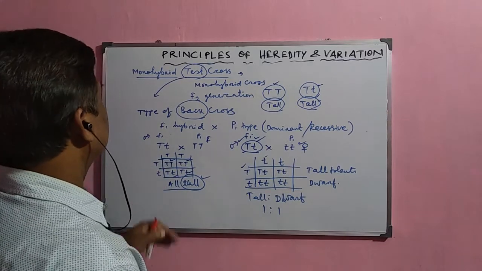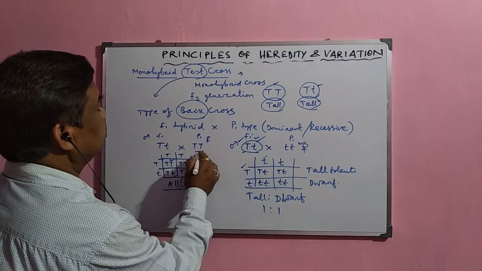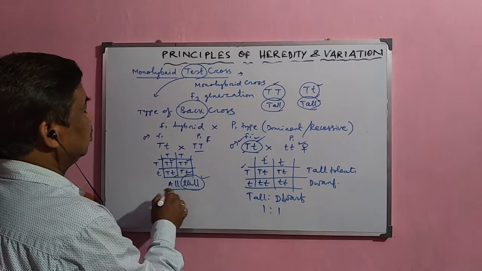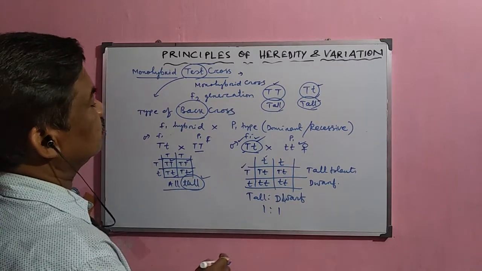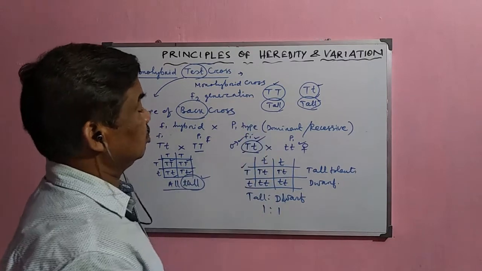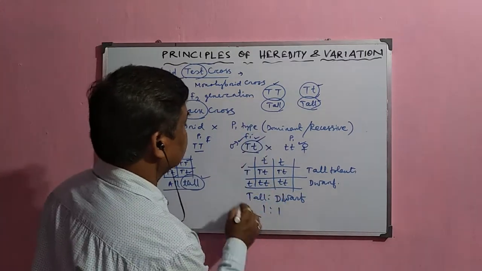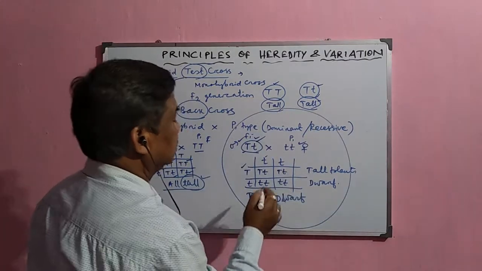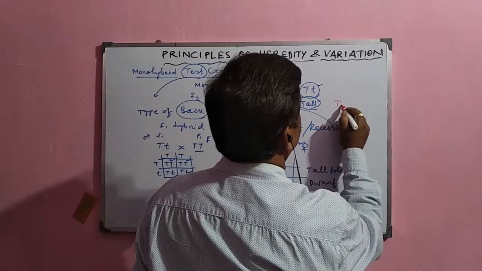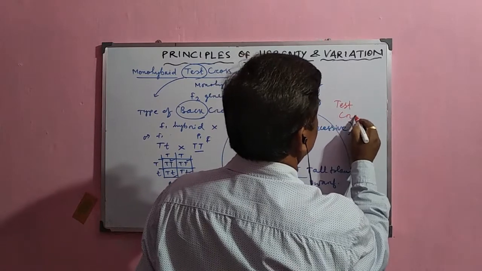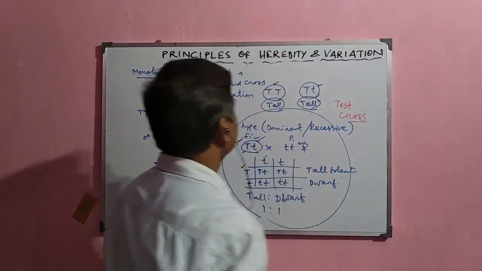But if it is with the dominant parent, then all are tall. That is why it does not solve the problem. That is why this cross is called the test cross. Now look here, this cross is called the test cross. Now, how can we define this test cross?